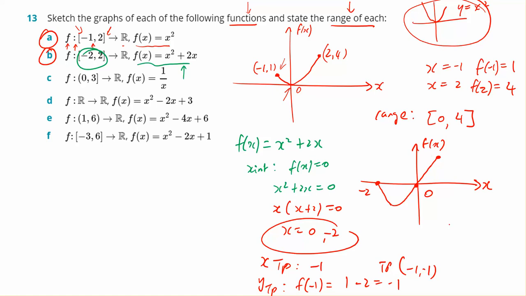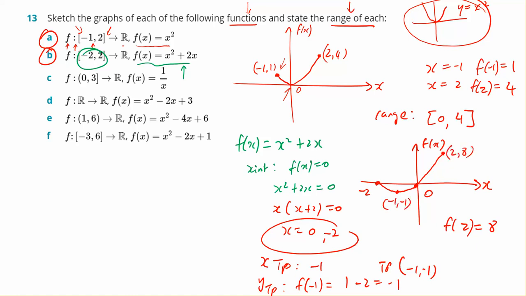So when x equals 2, we want to find what f(2) equals. f(2) is 2 squared plus 2 times 2, which is 4 plus 4, which is 8. So this would be (2, 8). In terms of my graph, I probably should make this a bit more shallow, because that's going to be (2, 8). So this is (-1, -1), and this is (2, 8).